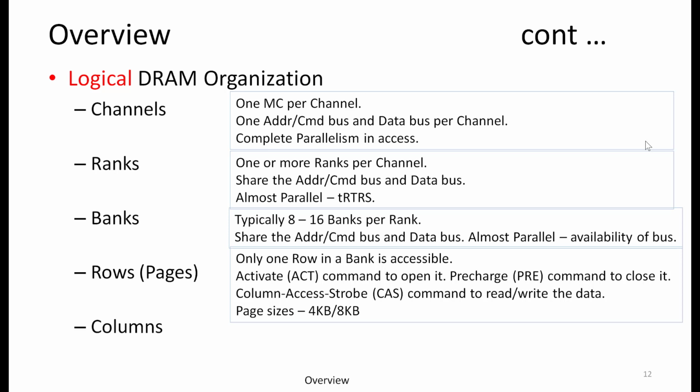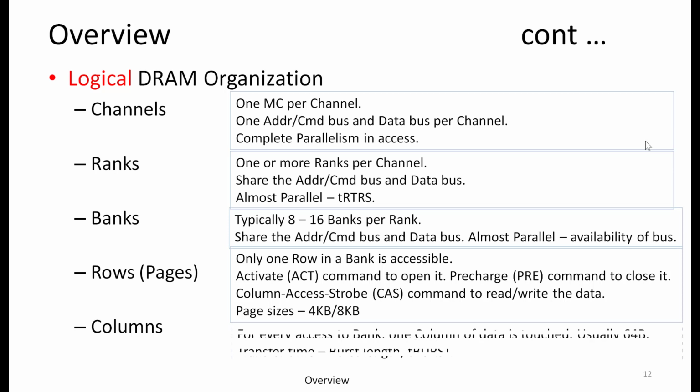The rows are further split into columns. For every access to the bank using the cas command, one column of data is touched. It means that either one column of data is read or written to. Usually the column size is 64 bytes. And the time we need to transfer these 64 bytes on the data bus is T burst. We are going to look at it in next few classes.